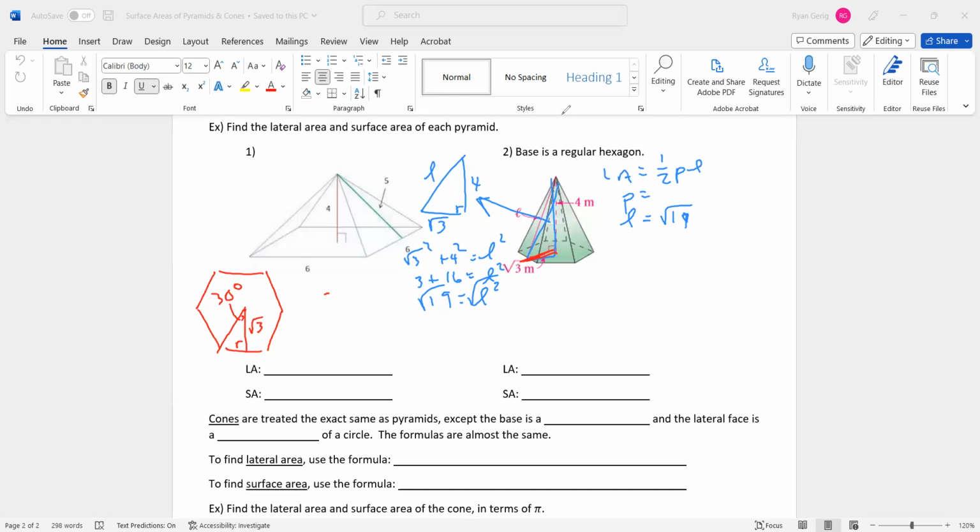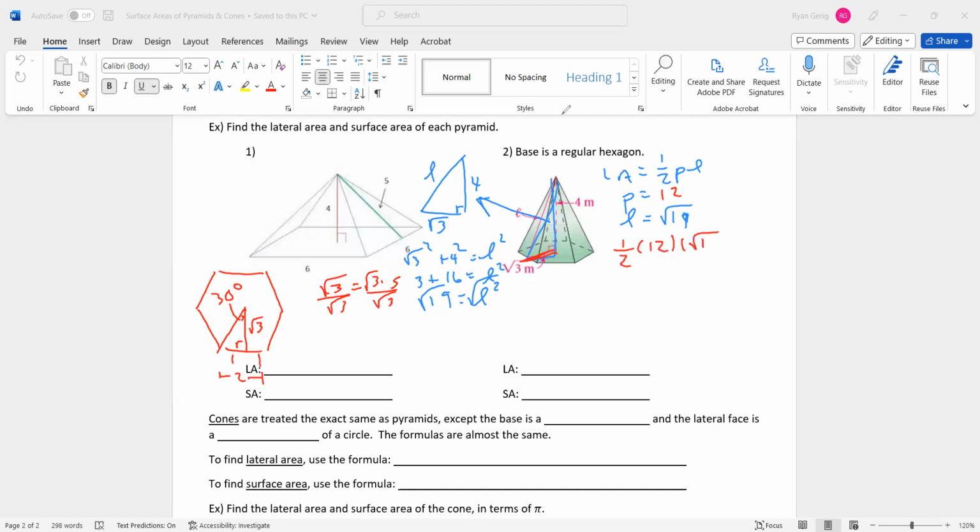So long leg is radical 3, and that's radical 3 times the short leg. Divide by radical 3. Well, I get the short leg is 1. So that's 1, which means this is 1, which means the side length is 2. 2 times 6, the perimeter is 12. Okay. So I've got my 1/2 perimeter is 12.